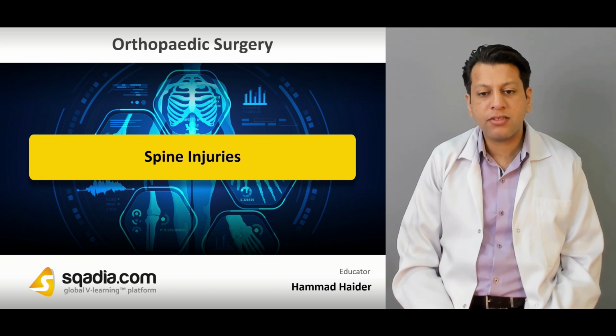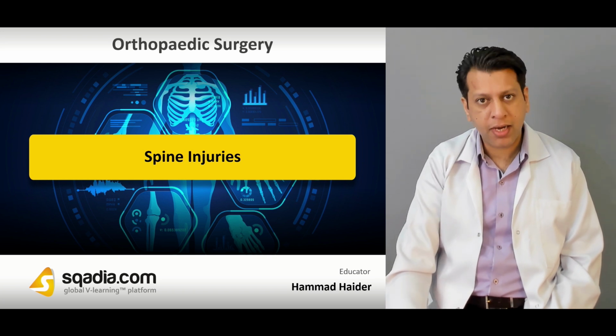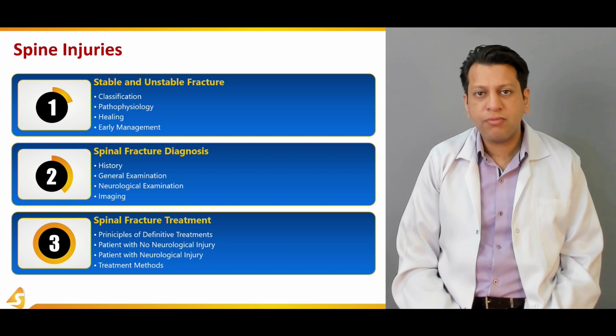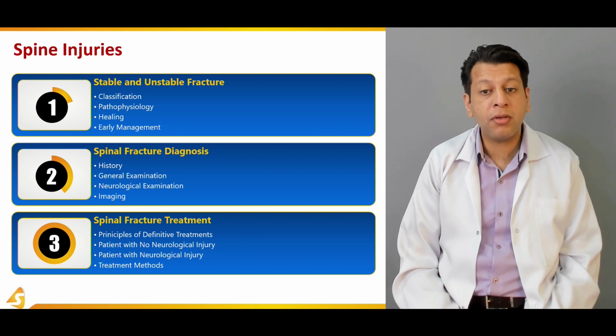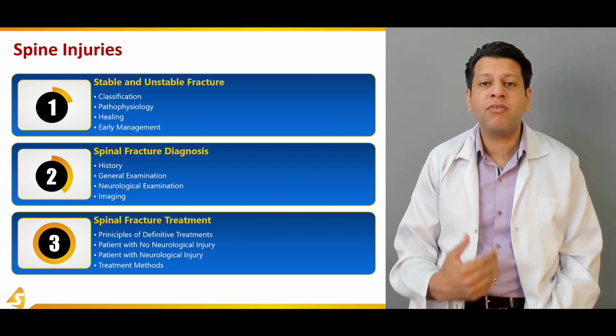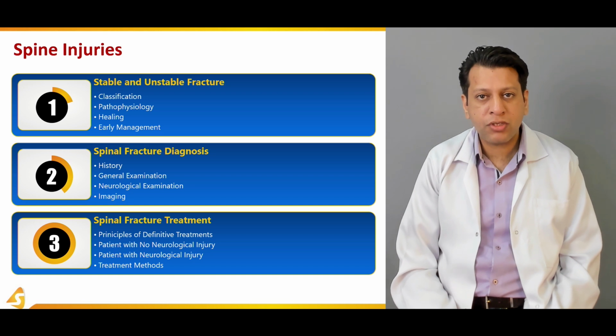Today our topic is spinal cord injuries or spine injuries. We will have three sections in this topic, and in the first section we're discussing the different factors which lead to stable and unstable fractures. We'll be briefly discussing the Denis theory of columns as well.